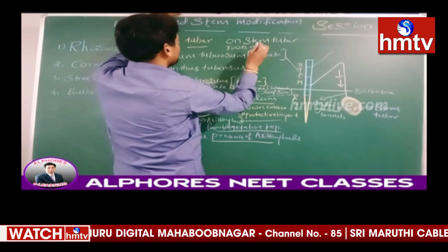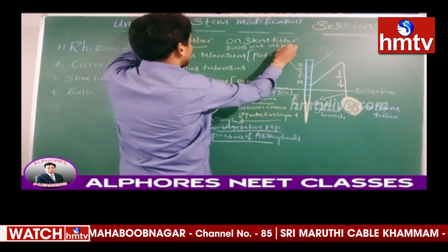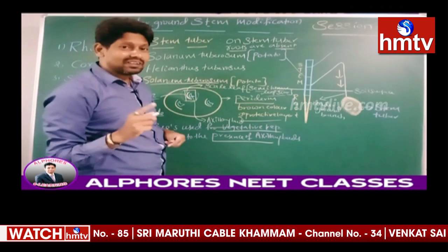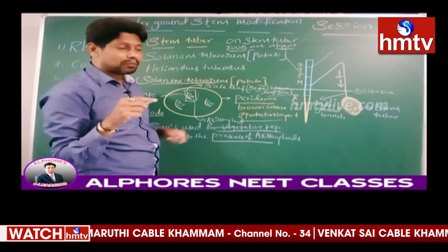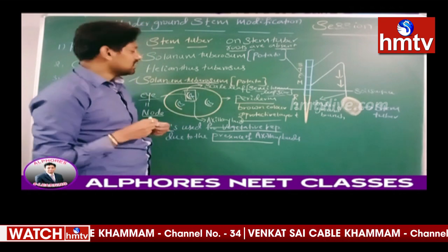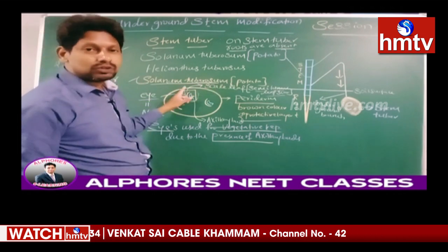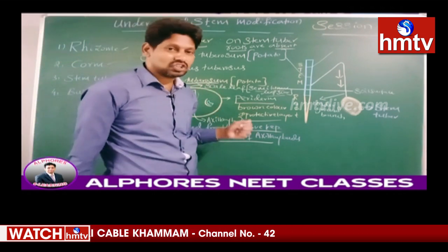On stem tuber, roots are absent. But the plant which produces the stem tuber will have roots. Sir, in Solanum tuberosum, that is in potato, the stem tuber stores food in the form of starch.